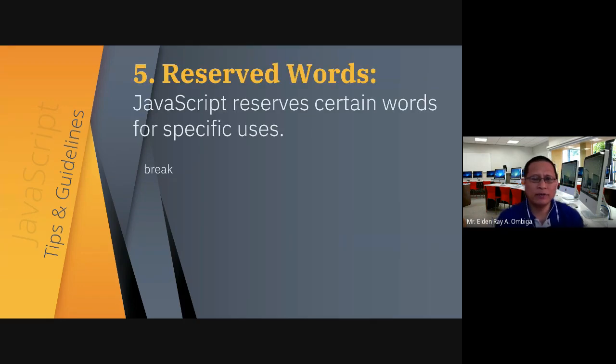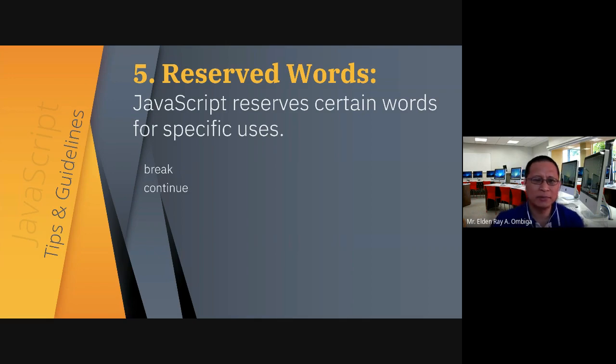The fifth one, we have the reserved words. So what are these reserved words? If it's reserved, that means these words are exclusive for JavaScript. So do not use these as your variables or your let or your const, because these are reserved or exclusive for JavaScript.